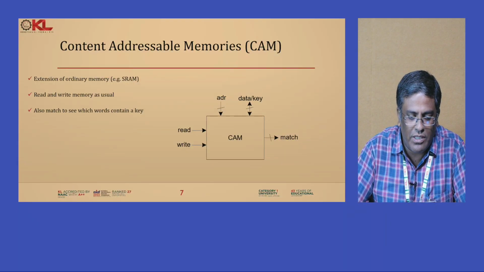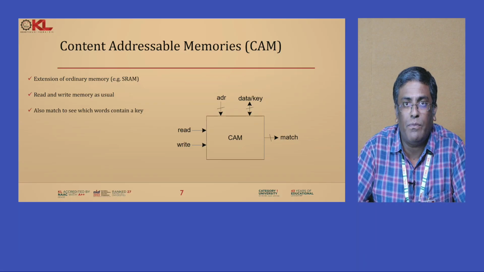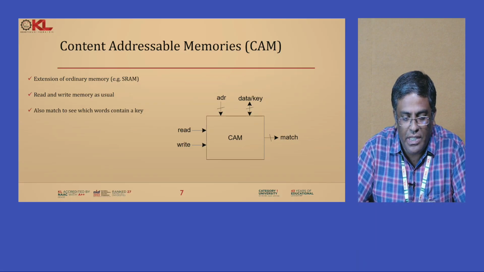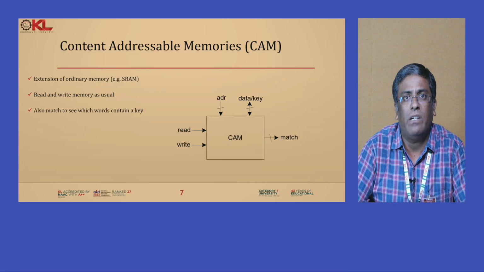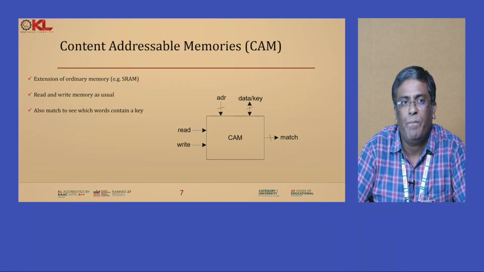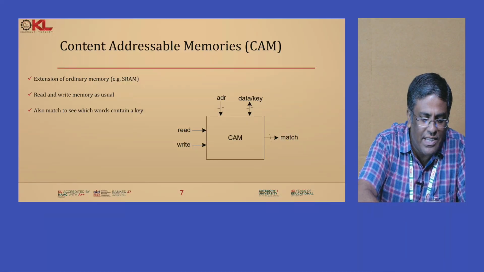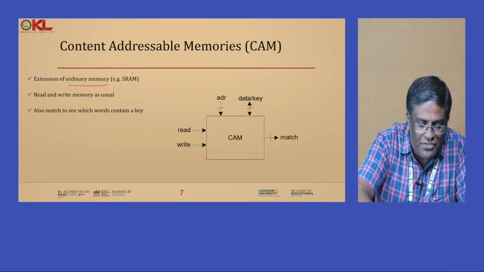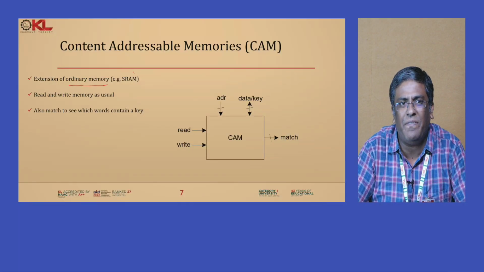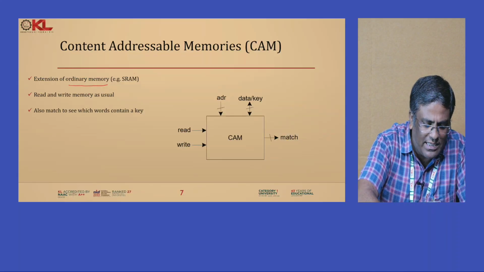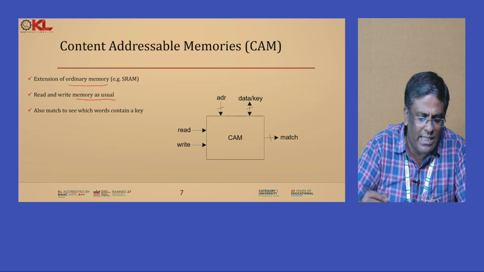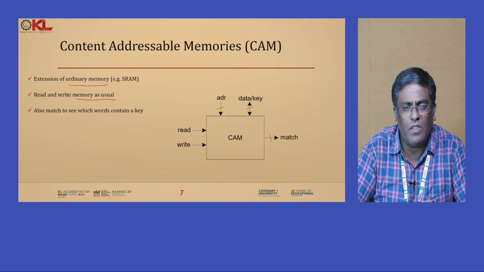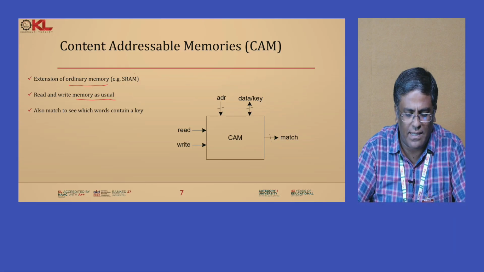Now we come forward to the CAM, one of the most efficient memory elements we can say, or one of the most unique memories, unlike your conventional memory architecture: content addressable memory. It is an extension of your ordinary memory, that is SRAM, just an extension in a different way. Here the read and write are going to be like your normal memory, but here is how it becomes unique.